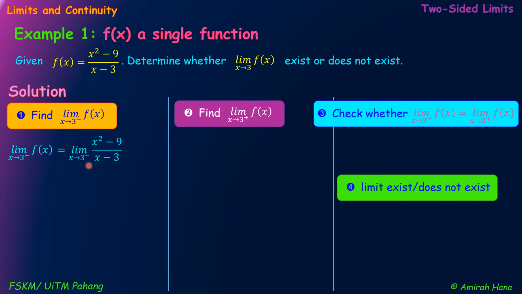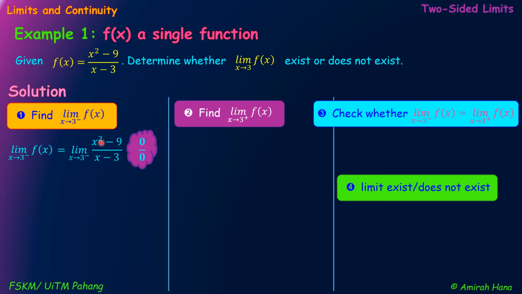Let's say we use direct substitution. So we just plug 3 into variable x here. We get 3 squared equals 9, and then 9 minus 9 equals 0. And then we replace 3 here, so we get 3 minus 3, which is also 0. After direct substitution, we get 0 over 0, which is an indeterminate form. So in this case, we cannot use direct substitution to find limit x approaches 3 from the left. So, what should we do?